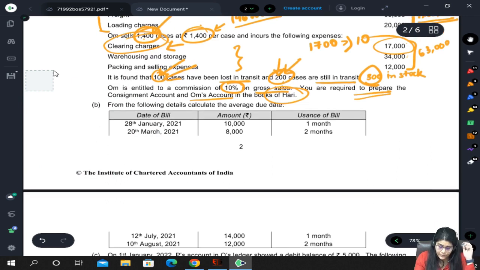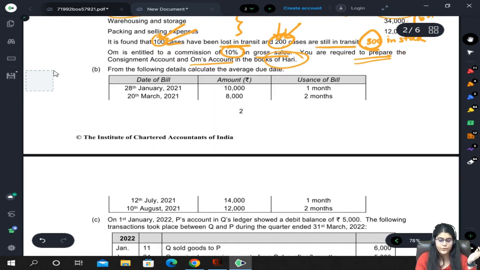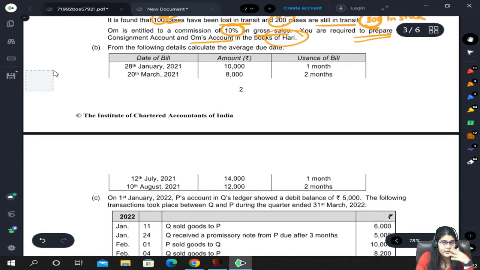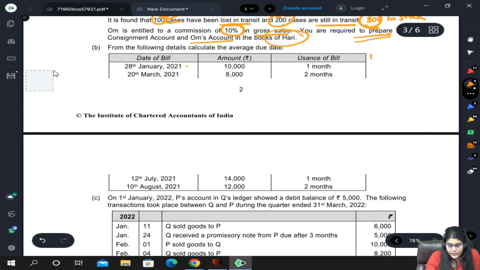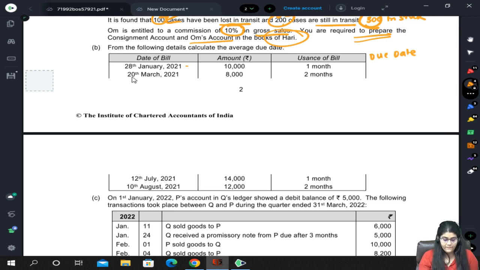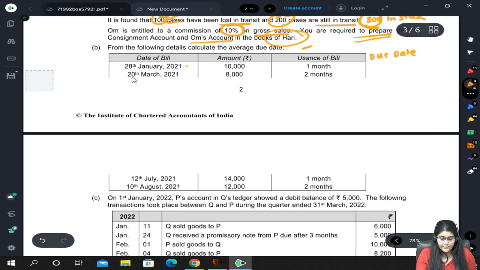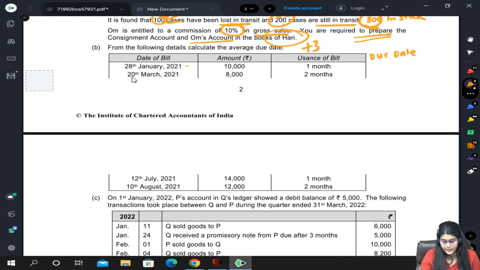Next, from the following details, calculate the average due date. Again, a relatively very easy sum. Just a few things which you have to keep in mind, we will be seeing. So this 10,000 bill, let's calculate the due date. First, let's calculate the due date of each bill. This bill, 28th January, 1 month. Always remember, plus 3 days of grace. So the due date for this one will be 3rd March.